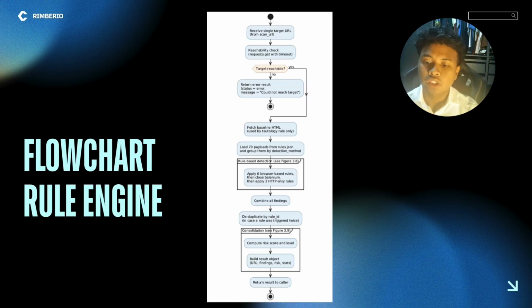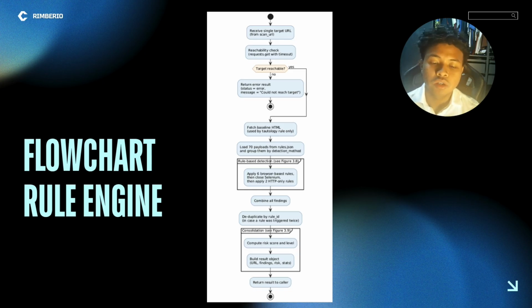Okay, this flowchart dives deeper into how the rule engine operates internally. So when the engine receives a target URL, it first performs a reachability check. If the target cannot be reached, an error is returned immediately. If the target is reachable, the system fetches the baseline HTML. This is used by the tautology rule for size comparison.